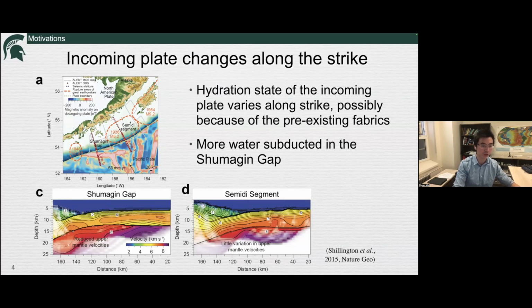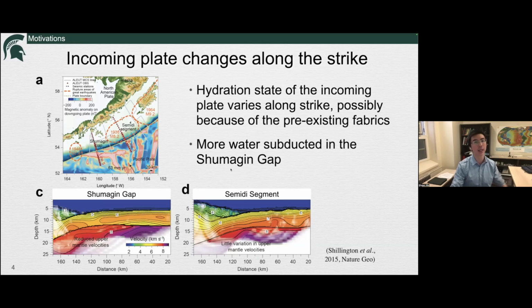For example, in the Shumagin Gap, as you see, the slab crust and the slab uppermost mantle show reduced velocity, interpreted as water or hydrous minerals, whereas in the segment to the northeast, the uppermost mantle is not that hydrated. So they proposed that there's more water, and when I say water, it's in quotes, so that could be hydrous minerals, subducted in the Shumagin Gap. That's why in this region in the southwest we see different volcanism and seismicity compared to the surrounding regions.